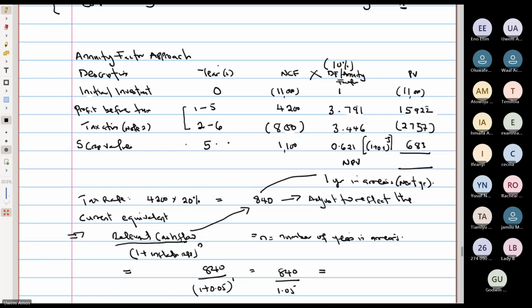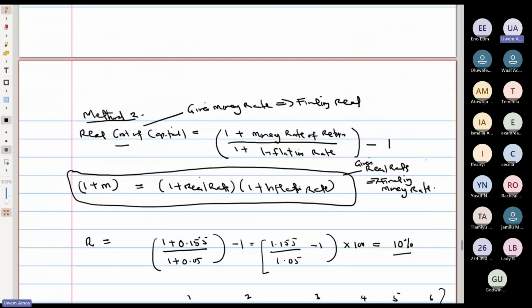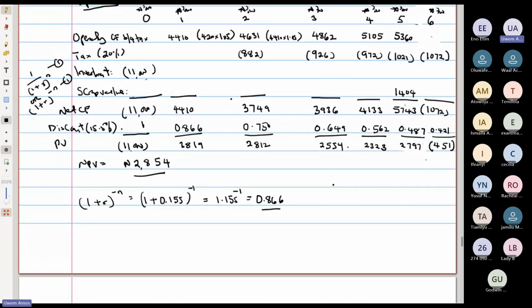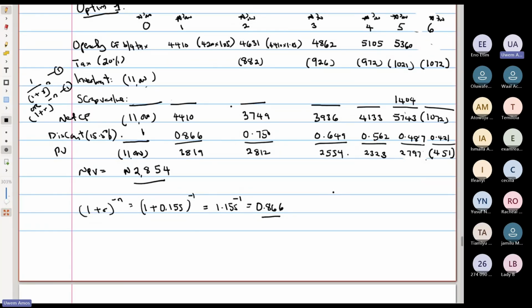All right, so 2848. Okay, so is it the same? Is it the exact same thing as when we did the other approach, the nominal cash flow part? Okay, so 2854. I guess the difference is minimal. It's the impact of rounding up.